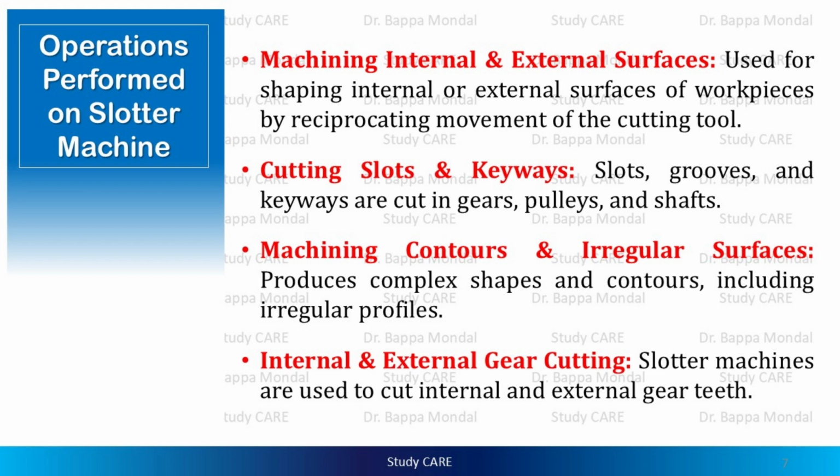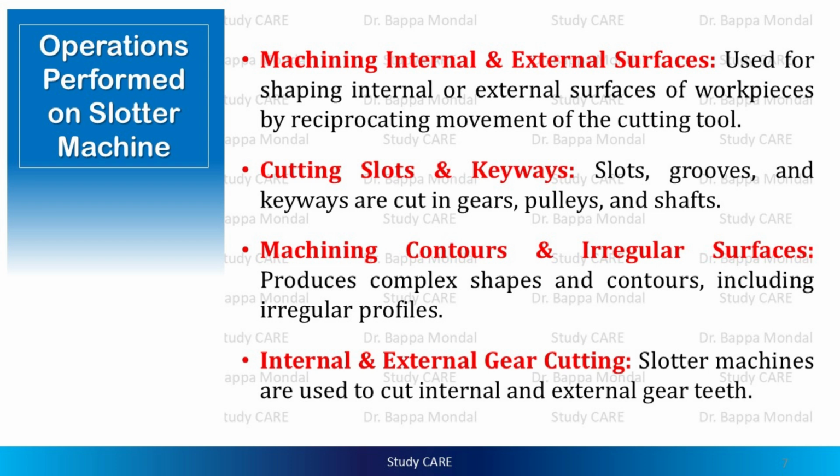Operations performed on slotter machine. Machining internal and external surfaces. Used for shaping internal or external surfaces of workpieces by reciprocating movement of the cutting tool. Cutting slots and keyways. Slots, grooves, and keyways are cut in gears, pulleys, and shafts. Machining contours and irregular surfaces. Produces complex shapes and contours, including irregular profiles.